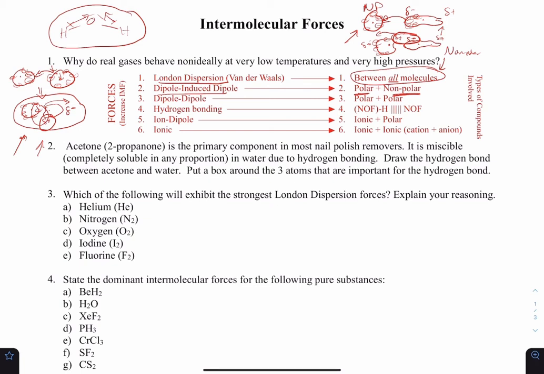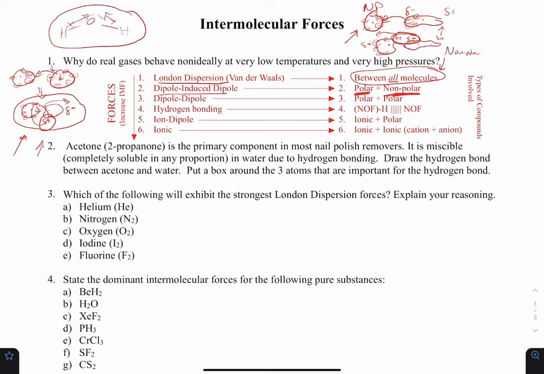So for dipole-induced dipole, you have to have a polar and a nonpolar molecule, so you have to have two different types of substances to create this type of intermolecular force. Now, I've drawn these in order of increasing intermolecular force downward, okay? So right now we're on the second strongest intermolecular force possible. This dipole-induced dipole is relatively strong, but it's not nearly as strong as some of the other ones that we're going to cover in a second.